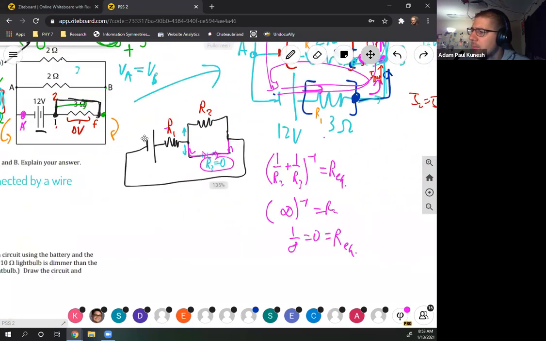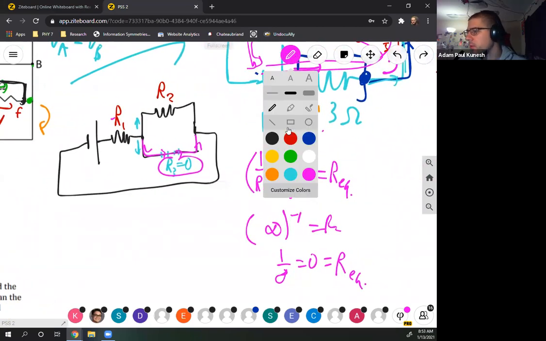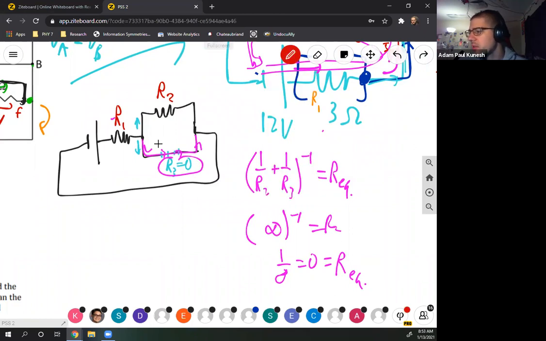So again, this little example might be more confusing than it's worth. What I'm trying to show is just that the equivalent resistance of a region that is shorted by a wire is 0. It's just the resistance of the wire, essentially. So all current will choose the wire if they have the option to choose a 0 resistance path.